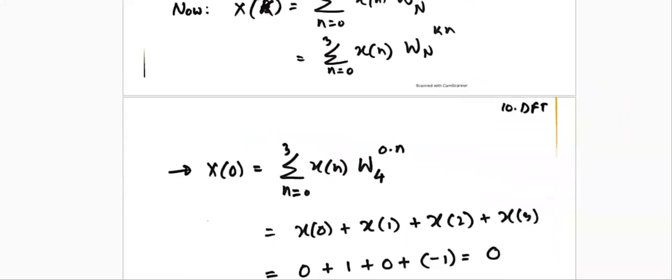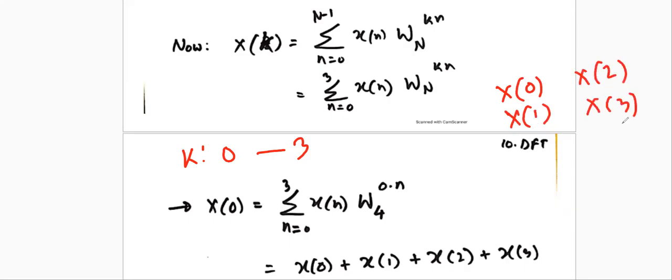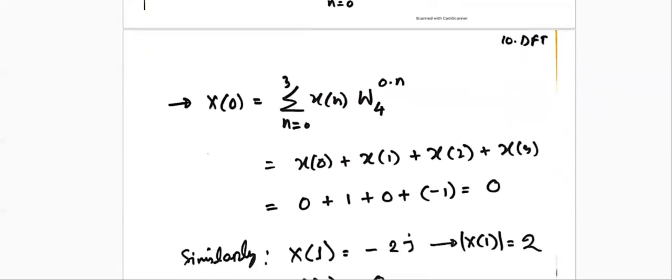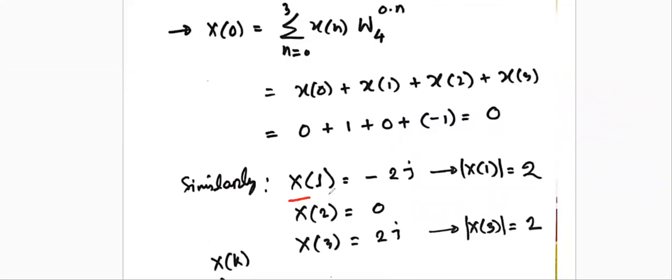So in the next line, we need to find what our target is. We need to find the range of k, 0 to what? 0 to 3. So we need to find x0, x1, x2, and x3. And then we can plot it. So the things are very simple. So we found x0, and ultimately we found that x0 is equal to 0. Good. Similarly, just put the value, and you can find that x1 is equal to -2j.